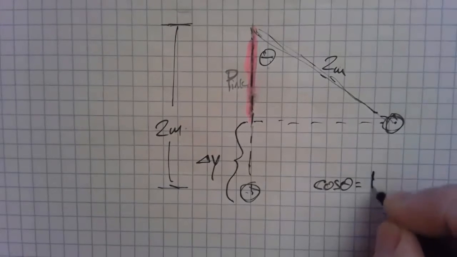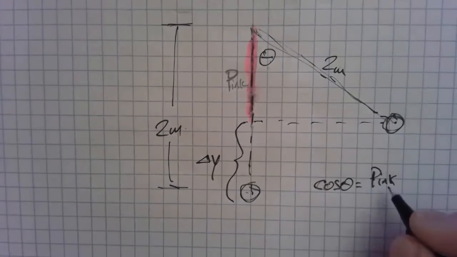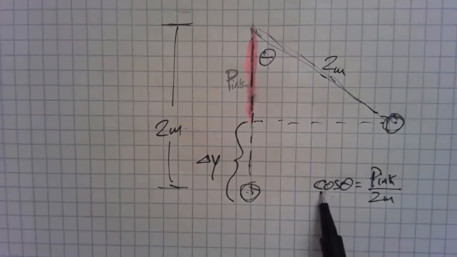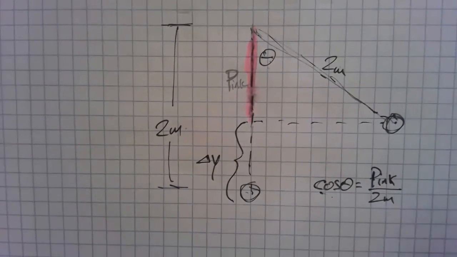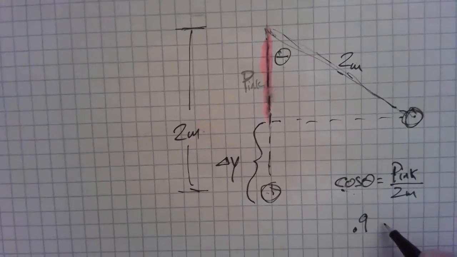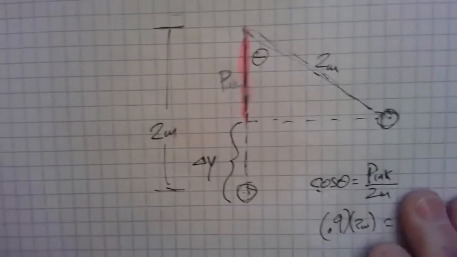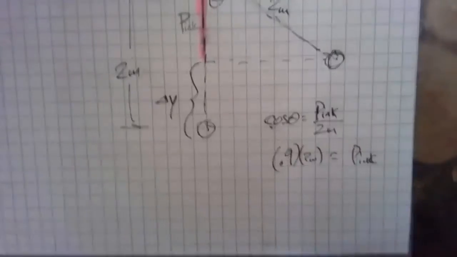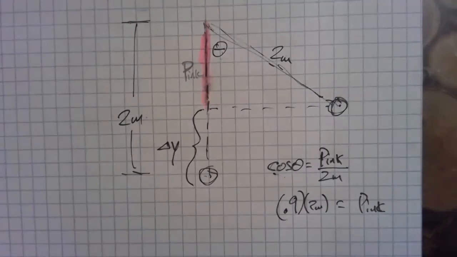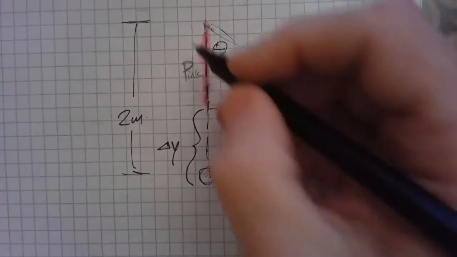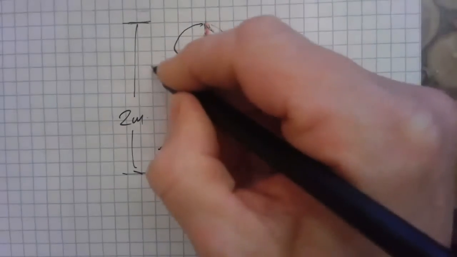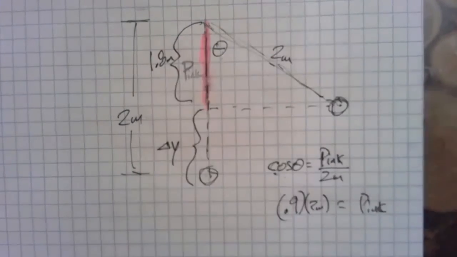Is the pink section divided by the hypotenuse, 2 meters. But they tell me the cosine is 0.9, flat out. So the cosine of our angle is 0.9. If I multiply both sides by 2, that's the length of the pink section there. Let me move that so you can see it. There we go. So it's 1.8. So this distance right here is 1.8 meters.